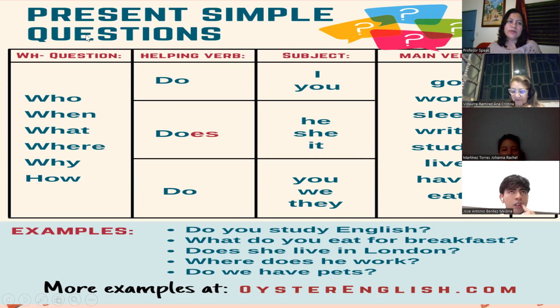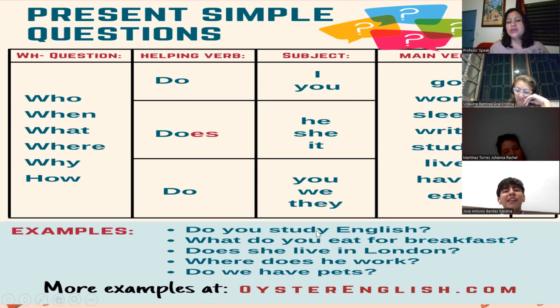Okay, so you have the WH question. We have the helping verb, which is the auxiliary, do or does. Then we have the subject. And if you notice, the verb is going to be in the base form. The main verb is going to be in the base form. We have two: the auxiliary verb and the main verb. The main verb is going to be in the base form because the auxiliary is the one that changes from do to does.